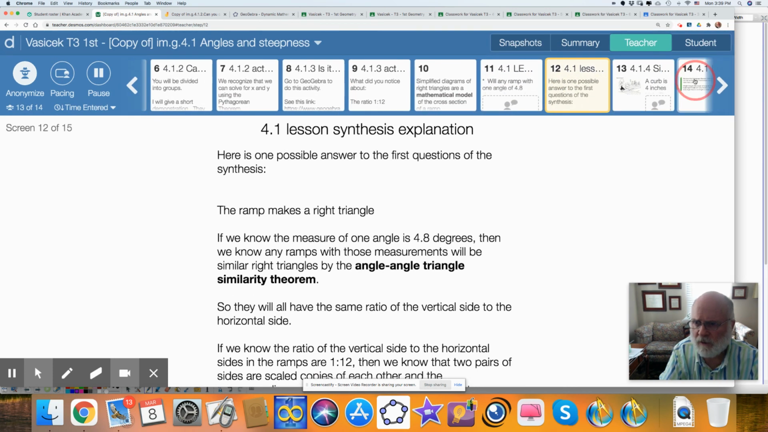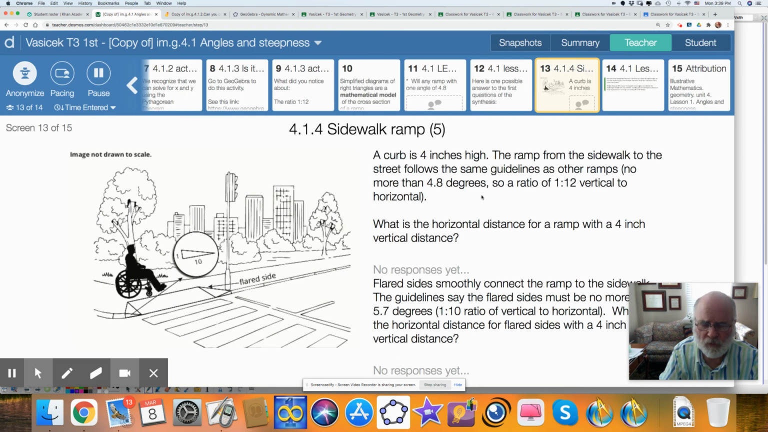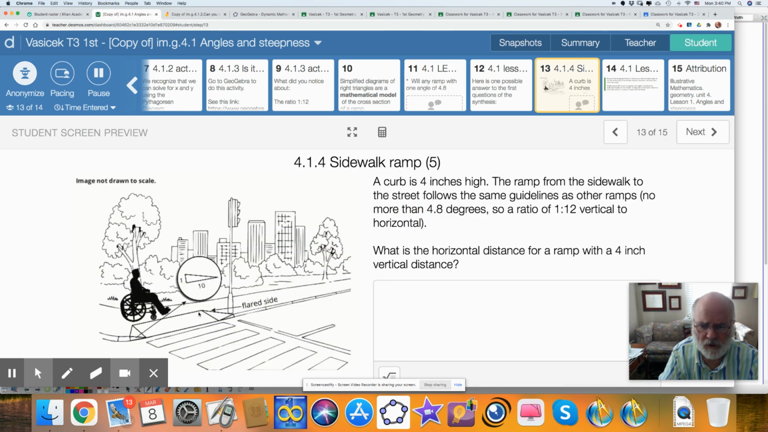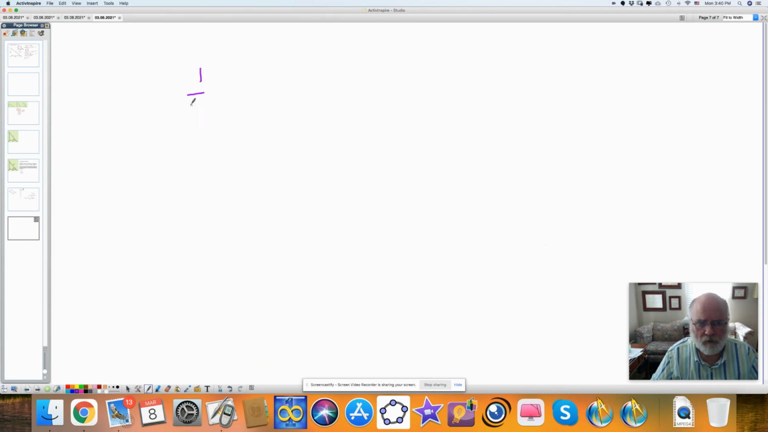So finally, there is a synthesis for you to read. And on this sidewalk ramp, here's the actual question. The curb is 4 inches tall, and you have to follow this 1 to 12 ratio. So how long does this ramp have to be? If it's a 1 to 12, what you could set up is 1 is to 12 as 4 inches is to x, and then solve for x in inches, not in feet.